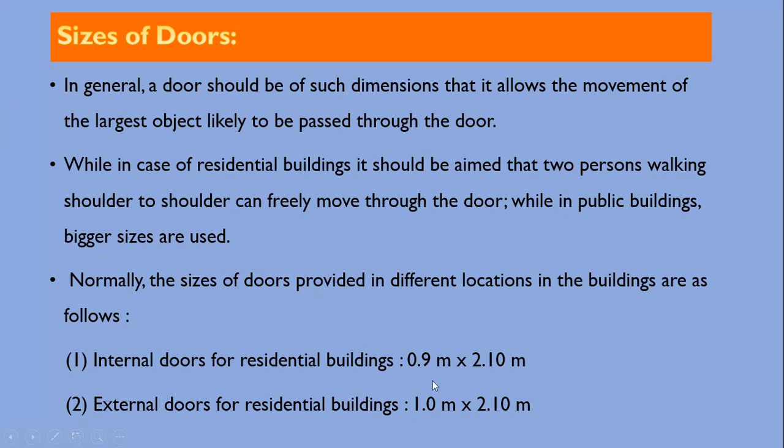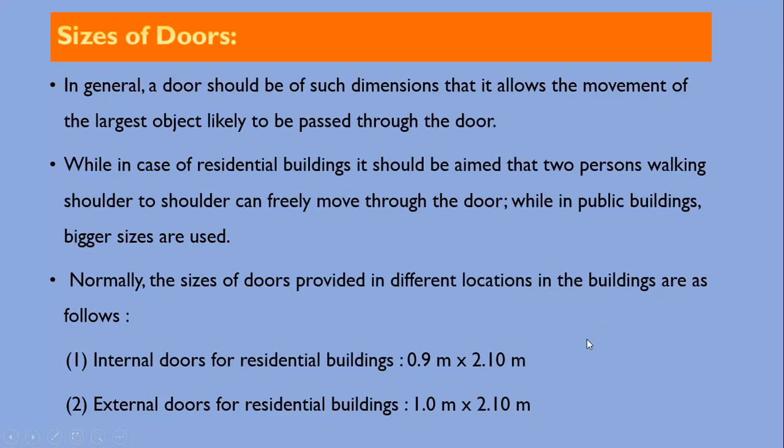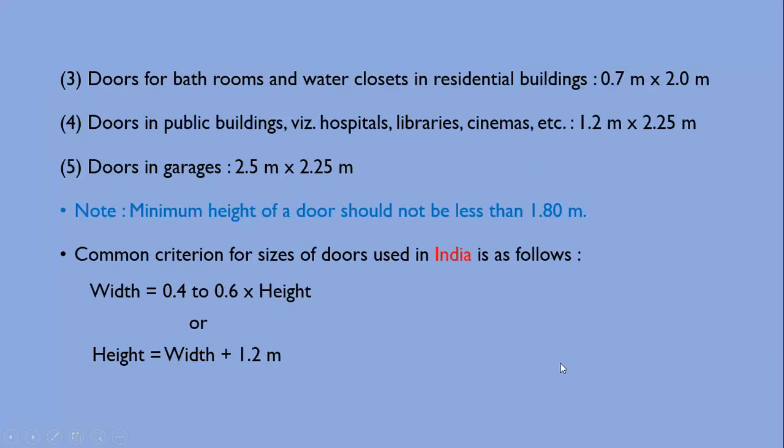Internal doors for residential buildings are normally 0.9 meter by 2.1 meter. 0.9 meter is the width, 2.1 meter is the height. So here this width is 0.9 meter and this height is 2.1 meter. For external doors in residential buildings, the size of the door should be 1 meter by 2.1 meter. Now doors for bathrooms and water closets, WC, in residential buildings are 0.7 meter by 2 meter.